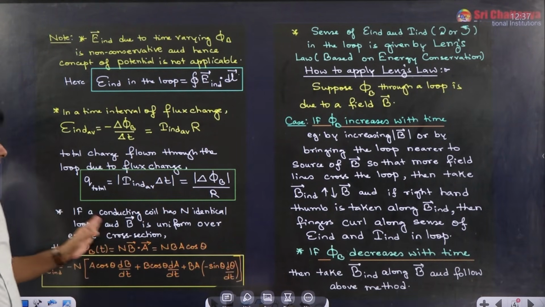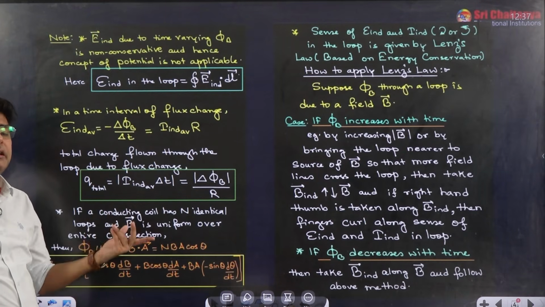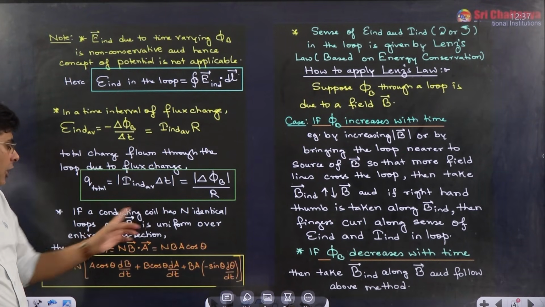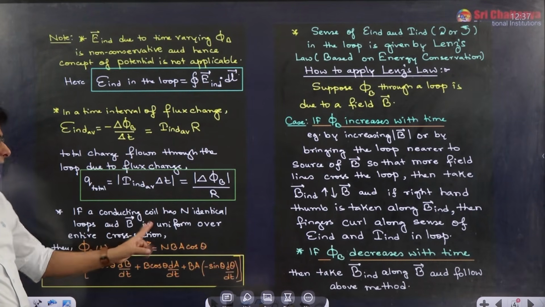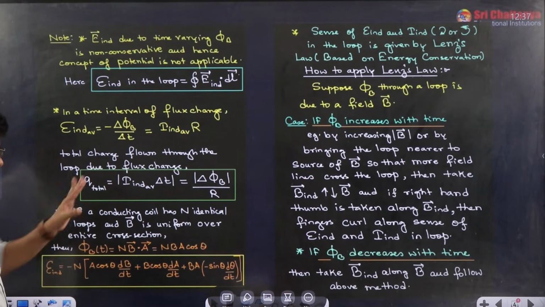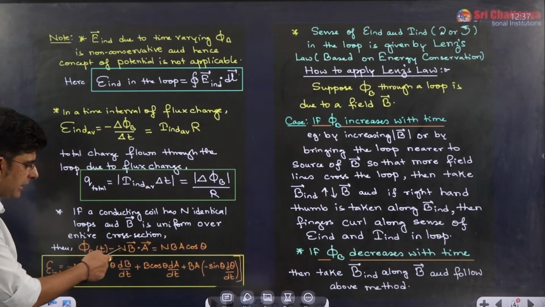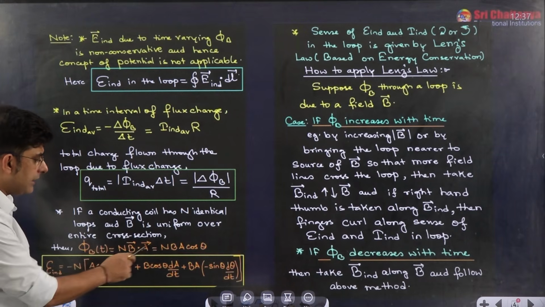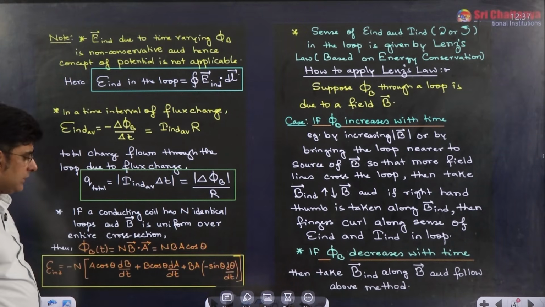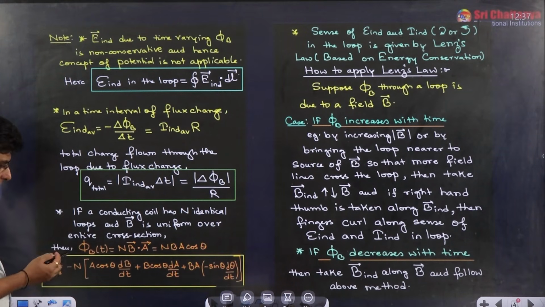Now, suppose we want to know when EMF can be induced. A conducting coil has n identical loops and the B vector is uniform over the entire cross section. Now, phi B at time t, if I write N B dot A, I will write N B A cos theta, where the B vector and area vector are making an angle theta with each other at a general time t. So, when I write E induced is minus d phi by dt.